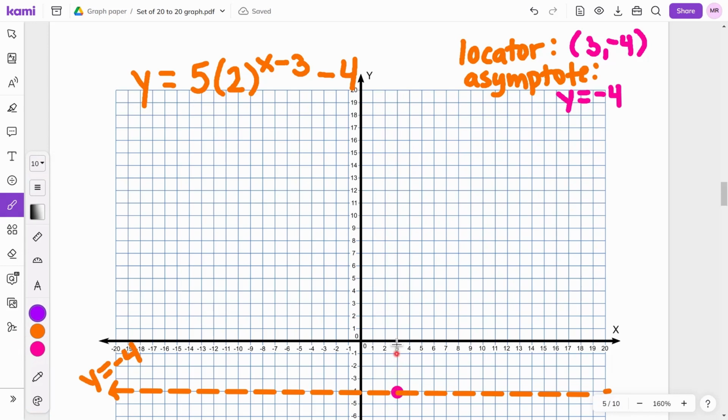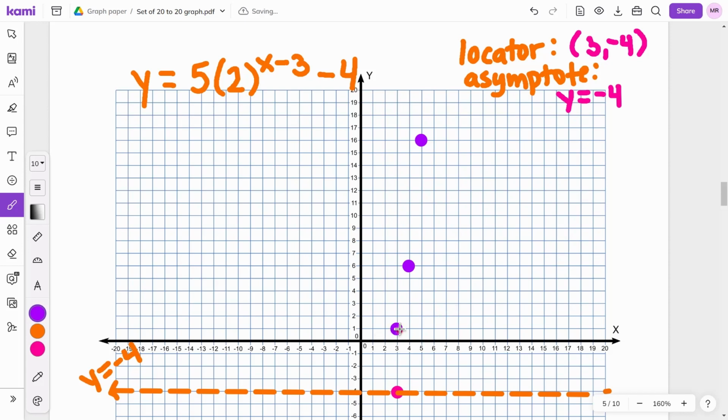So I'm going to go 1, 2, 3, 4, 5 from that locator point, 5 above that. And then this 2 is saying that I'm timesing by 2. So as I go to the right, I'm timesing by 2 every time I go over 1. So I'm 5 above. I'm going to double that. So now I'm going to be 10 above. So that's 5, 6, 7, 8, 9, 10. And then I'm going to go 1, 2, 3. And then I'm going to double 10. So I'm going to go 20. So that's 10, 11, 12, 13, 14, 15, 16, 17, 18, 19, 20.